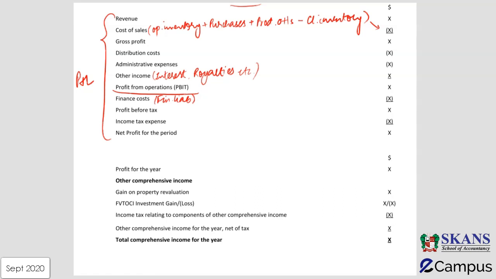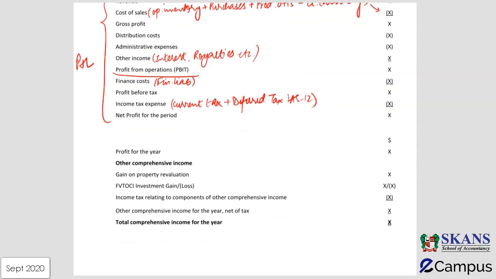Then income tax expense is subtracted. This figure consists of current tax as well as deferred tax, which is IAS 12. This takes us to the final figure of net profit for the period. Once we have this figure, now we come to the second portion of our statement of profit or loss, which is other comprehensive income. Other comprehensive income is the portion of our statement which shows the unrealized gains and losses.